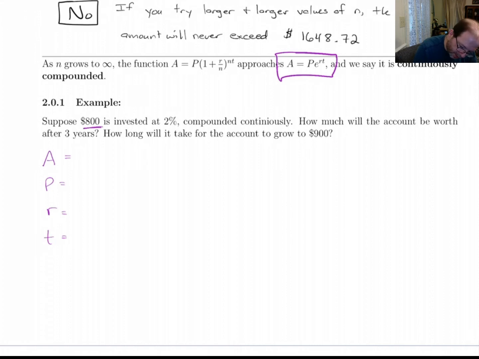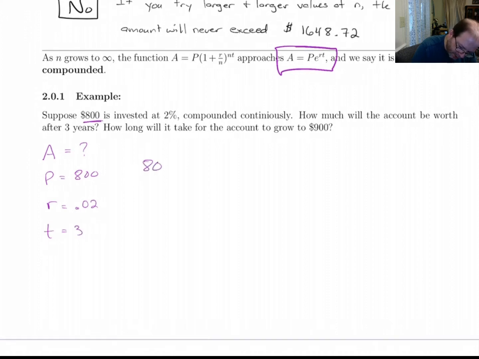So how much will it be worth after 3 years? Let's see, the principal was 800. We're trying to figure out what it's worth. Rate is 2%, and we're saying after 3 years. So to answer that question, it's just going to be 800 times e to the 0.02 times 3. 800 e to the 0.02 times 3, $849. And let's see, 46.9 cents, we'll round that to 47 cents.